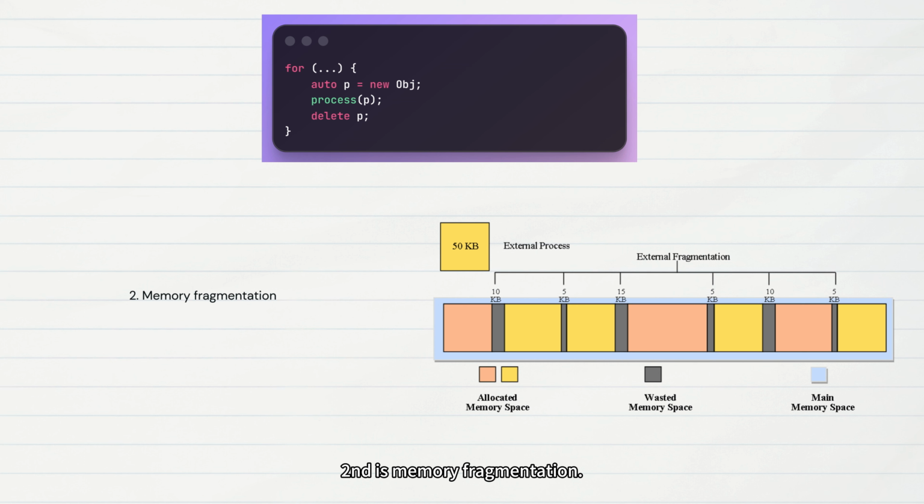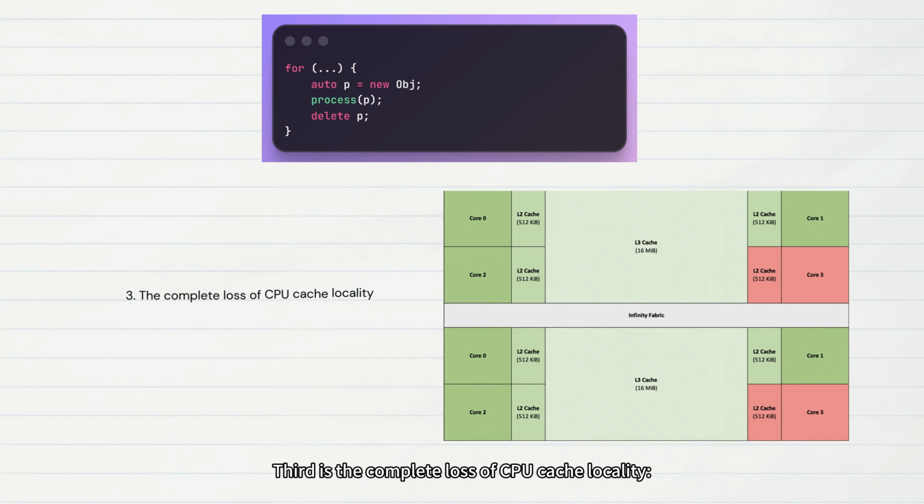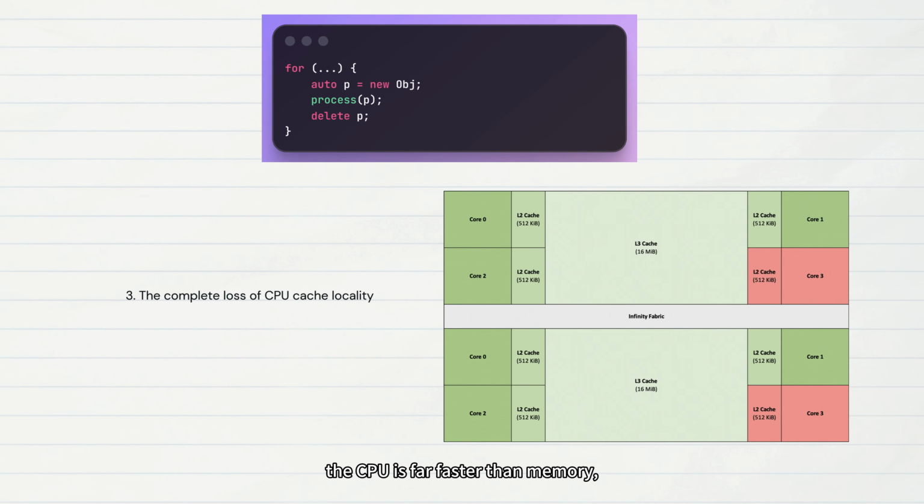Second is memory fragmentation. High-frequency allocation and deallocation can fragment the heap into many small pieces that can't be reused, even if total free space is sufficient to satisfy a request. This eventually forces the allocator to make frequent system calls, repeatedly requesting memory from the OS. A vicious cycle. Third is the complete loss of CPU cache locality. The CPU is far faster than memory, and it relies heavily on cache hit rates from accessing contiguous memory. Objects allocated frequently with new are scattered across physical memory, making cache hits nearly impossible. The program ends up accessing memory at low speed, and performance plummets.